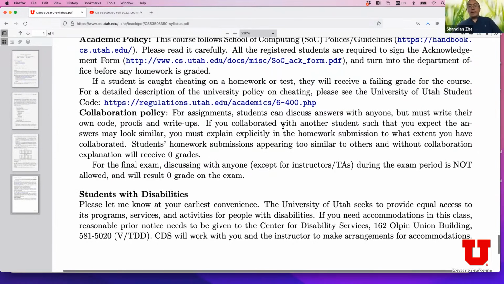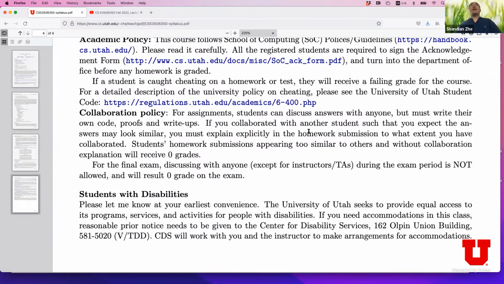If you collaborated with another student and you worry that, even though you wrote the answers down by yourselves, they might still resemble each other too much and cause unnecessary suspicion, you can explain that in your homework submission. Like, I have discussed this with my fellow classmate, his name is so-and-so, and we have an agreement on how to solve that problem.